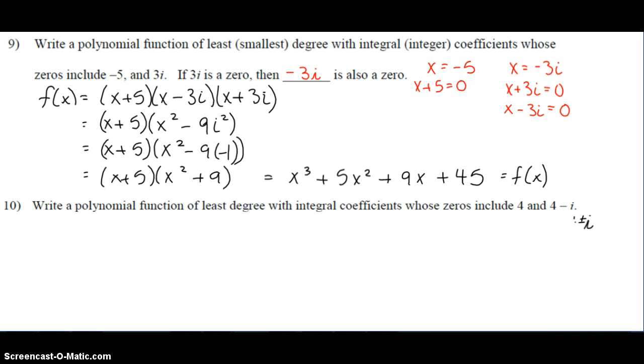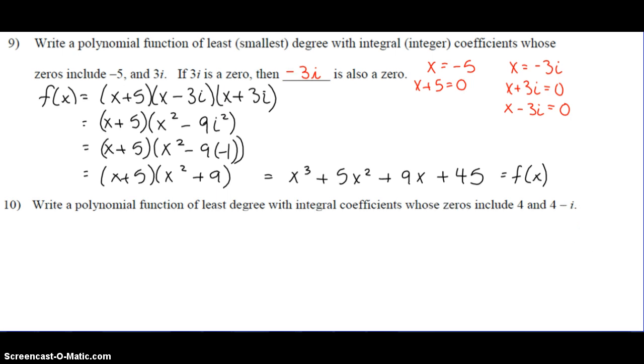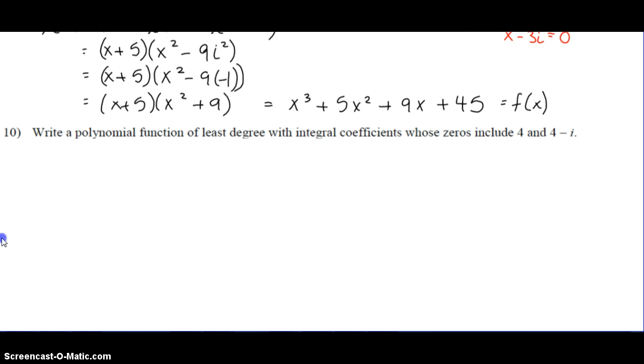Okay, question number 10, example number 10 is very similar to number 9, although our zeros look a little bit different. We know that if our zero is x is equal to 4, then in order to turn this into a factor, we bring that 4 over and we have x minus 4 is equal to 0. So that gives us one of the factors.